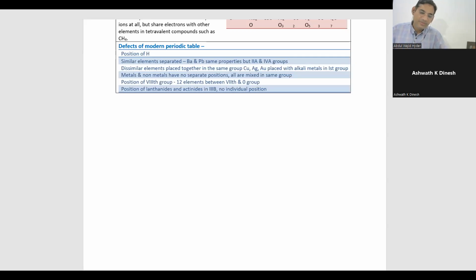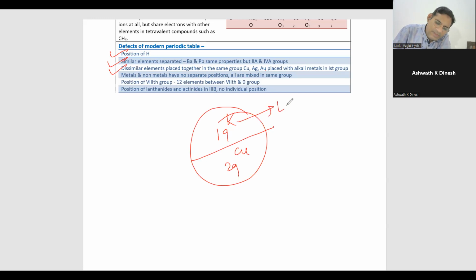Okay, fine. Now see, we were talking about the defects of the modern periodic table. The position of hydrogen was not certain there in the modern periodic table. Then dissimilar elements were given the same position. Potassium is 19 and copper is 29, but this is a light metal and this is a heavy metal, but both were there in the same position, the first group.